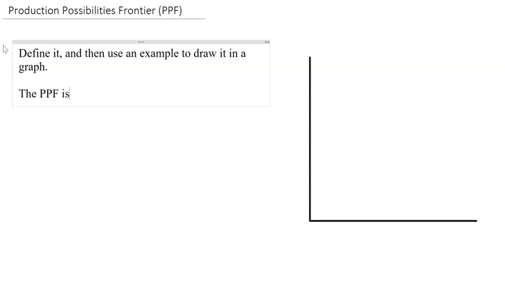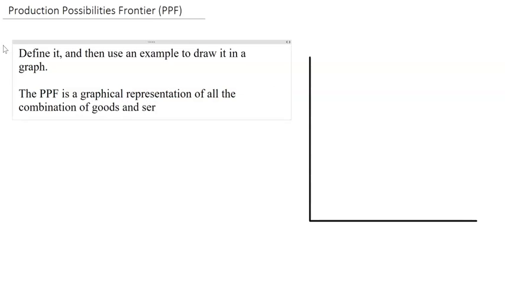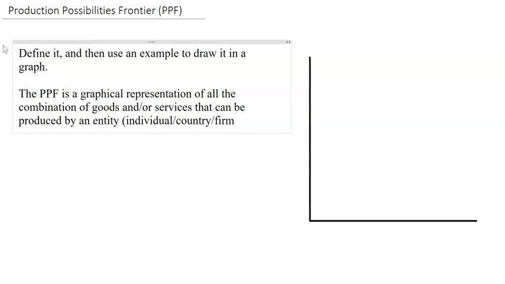The PPF is a graphical representation of all the combinations of goods and/or services that can be produced by an entity. It could be an individual or a country or a firm in a given period of time. So it basically tells us, given the resources, what can we produce over a given period of time?